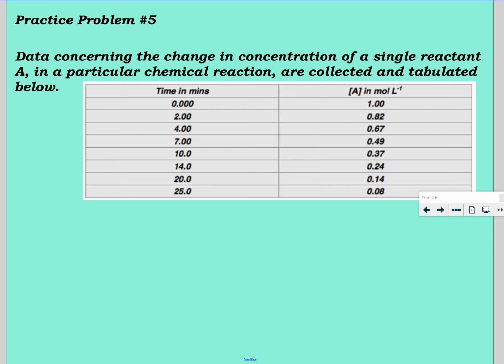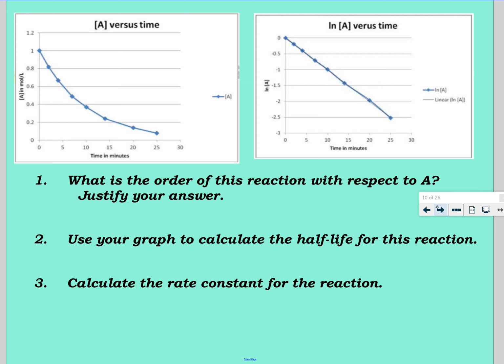So practice problem number 5. Data concerning the changes in concentration of a single reactant A in a particular chemical reaction are collected and tabulated below. And that's great, but it's kind of hard to read tables, and so maybe they're going to give you a graph. So you see that they graph the concentration versus the time. If this was a straight line, it'd be 0 order, but it's not a straight line.